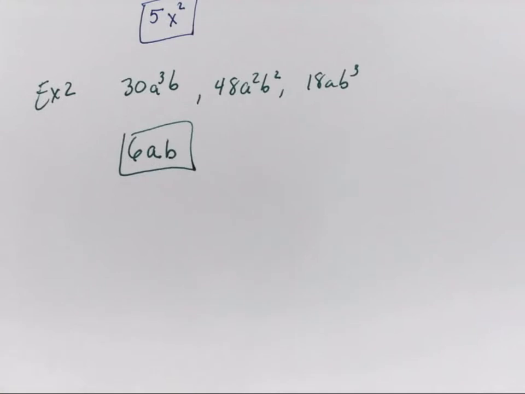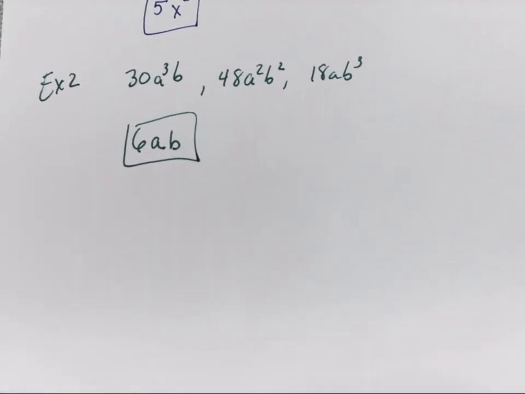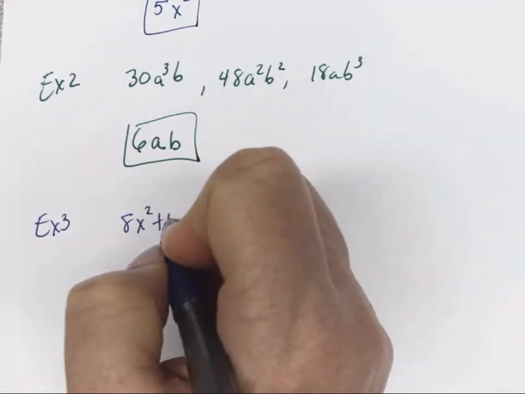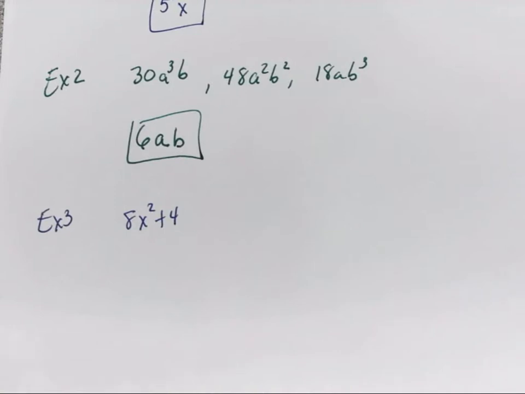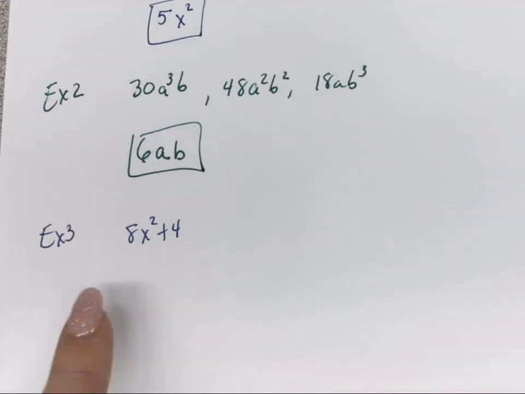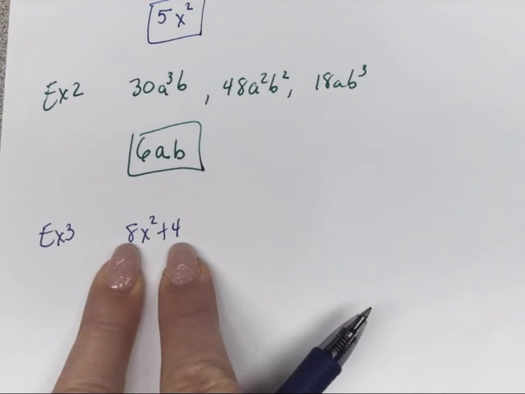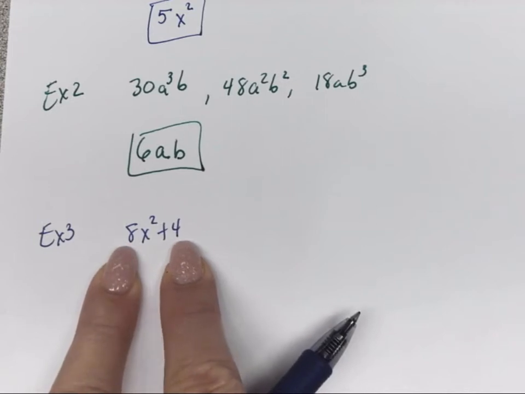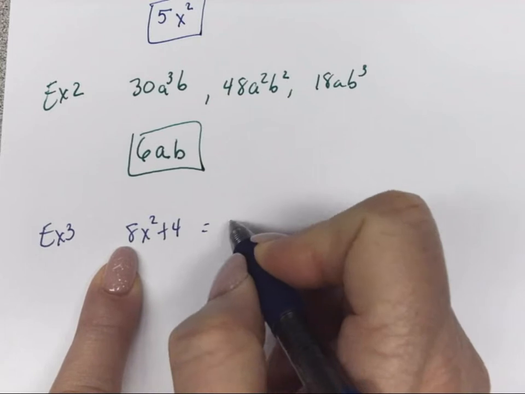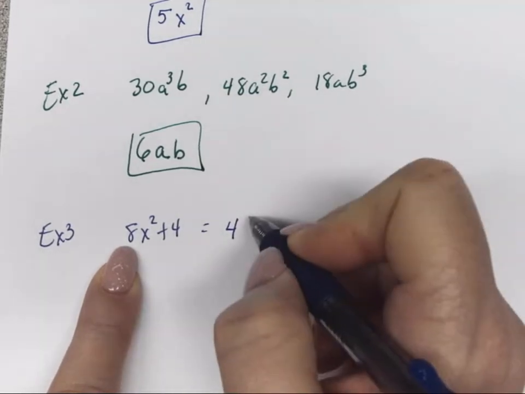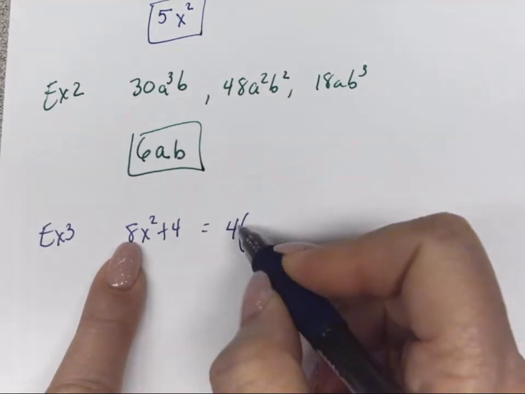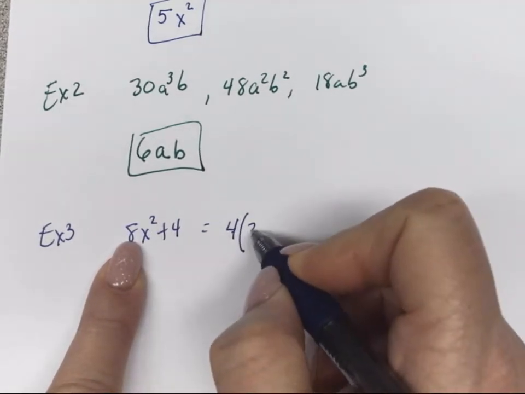All right, so now we're going to look at what if we had some polynomial terms. So example 3, if we have 8x squared plus 4, this will be more of what we're going to be working with the GCF. We need to look at what they have in common as far as the number. I usually see if the smaller number, the 4, divides into 8. It does. So that helps me see that this will become a 4 on the outside. They both don't have an x, so I can't factor out the variable. 8 divided by 4 will get me 2.